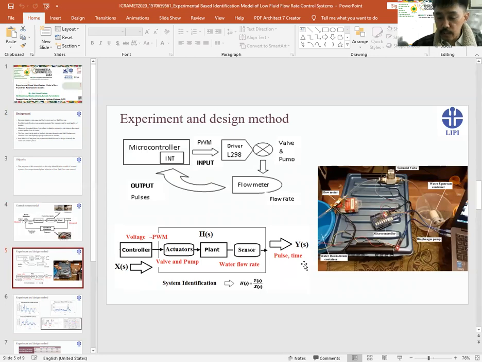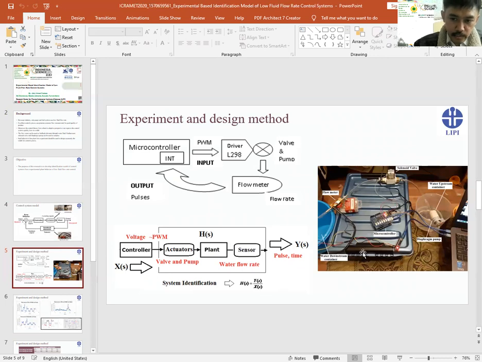It is actually the flow rate, because flow is equal to the quantity of volume divided by time. The pulse from the flow meter is equal to the number of volume. So pulse and time is the flow rate, the output of the system. And the input of the system is voltage, a PWM signal, pulse width modulation. For the microcontroller, 5 volts is equal to 255 bits and so on. So from this output and input we can generate the model of the control system in a transfer function.